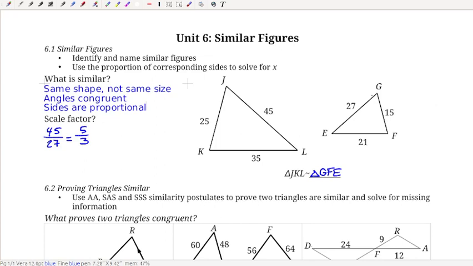And again, this triangle could be rotated, can be flipped. That's fine as long as I can find proportional sides. And when we were told two figures were similar, we could use that proportion to set up an equation to solve for x. So there's no examples of that here. You have to go back and look at your lesson from 6.1 in order to see an example of that.